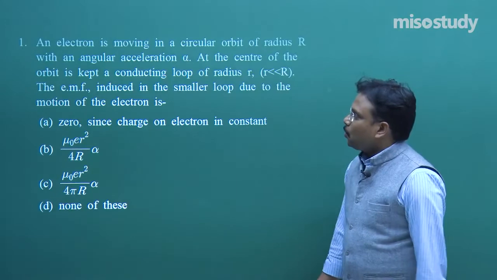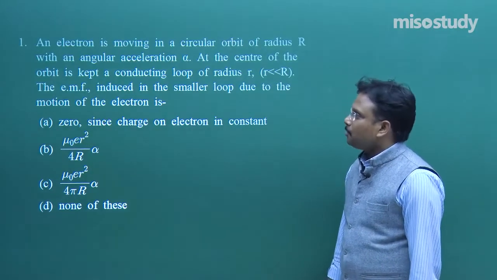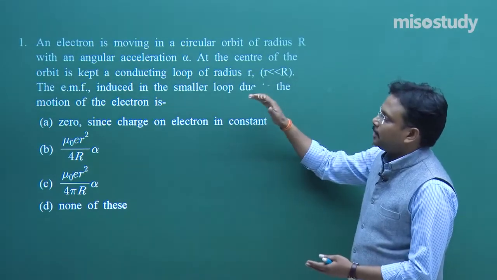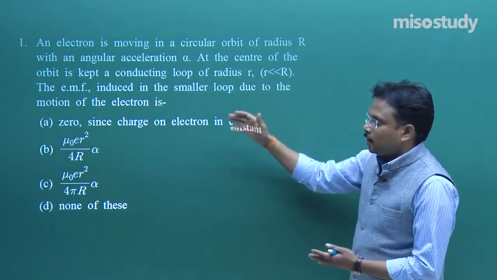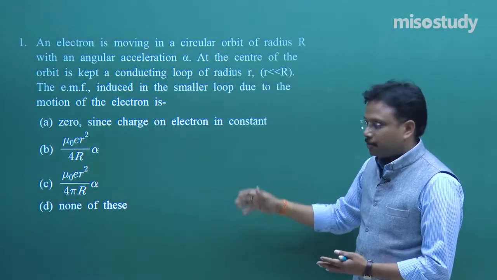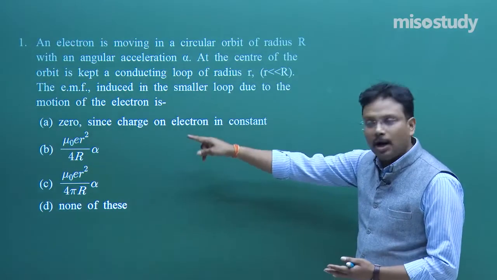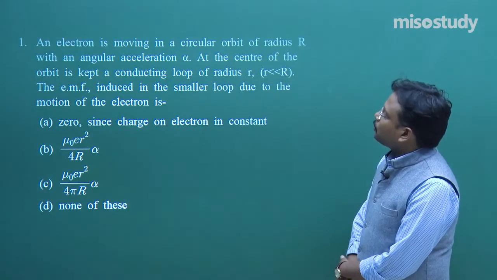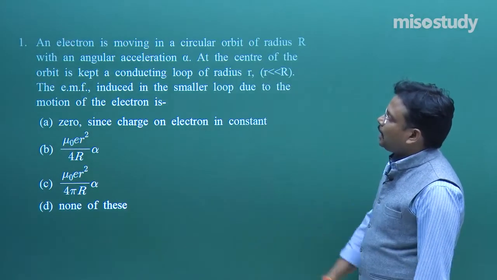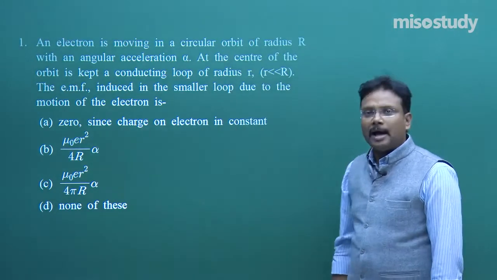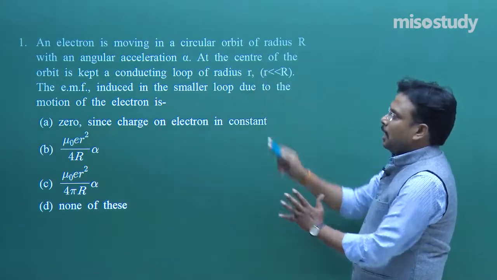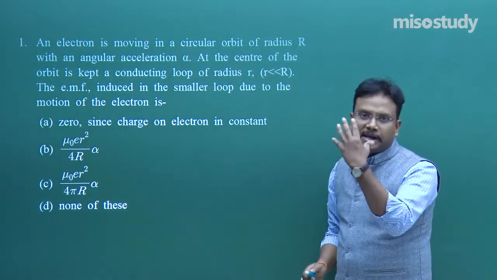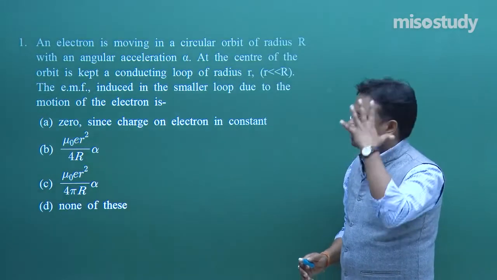So this is your first question. What exactly is the approach? First we will try to understand the question, and then accordingly one by one we will provide the solution and check which one is the correct option. Now, an electron is moving in a circular orbit of radius capital R with angular acceleration alpha. I think this line requires no further explanation. If you just read this line, visualization is very easy.